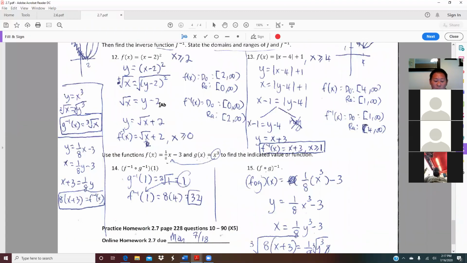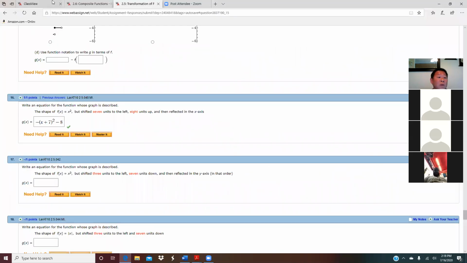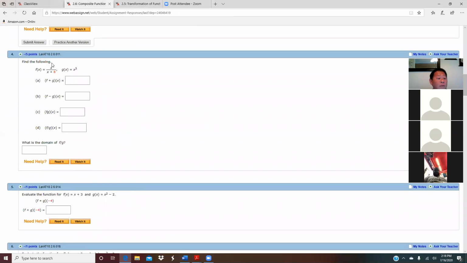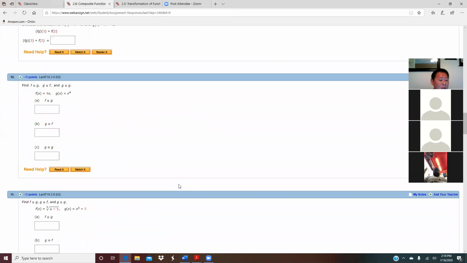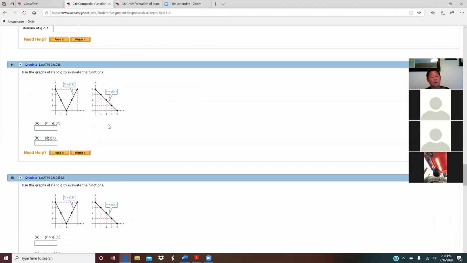Most of the rest is pretty much straightforward. Let me do some examples in the homework so you guys can see what's going on. So we're gonna do 2.7. Okay, let's do the graph one because we need to talk about the graph. You guys see this one, right?